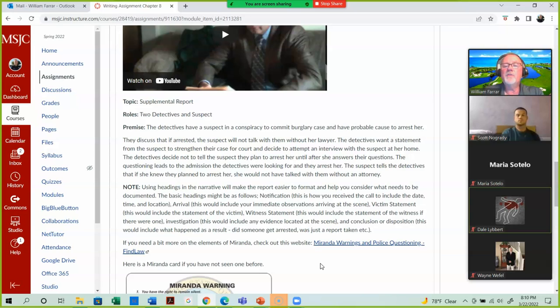So they decide to attempt an interview with the suspect at her house. And the detectives decide not to tell her that they plan to arrest her until after she answers the questions. And the questions lead to the admission the detectives are looking for, and they end up arresting her. And the suspect basically tells the detectives that if she knew that they had planned to arrest her, she would not have talked to them without an attorney. So I want you to think about that.